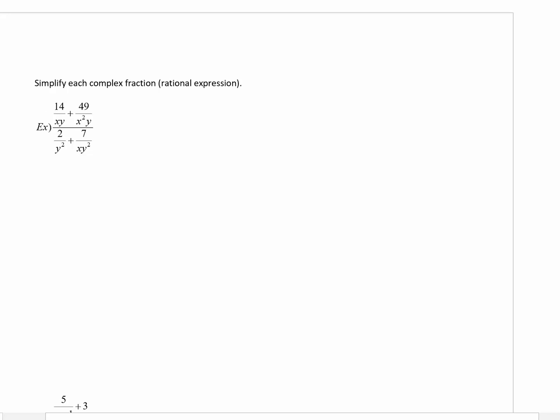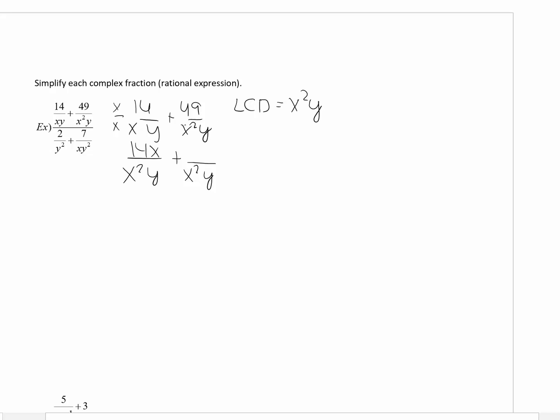All right, notice I have more than one fraction in the numerator, so I want to reduce these two fractions down to one. So I'm going to write out the numerator over here. Since the denominators are different, I need an LCD. In this case, the LCD is x squared y. So I'll rewrite it using the new denominator. So what factor am I missing here that's in my LCD? Well, that's an x. So x times 14, that's 14x. Notice this denominator and the LCD are the same, so I'll just bring down the 49. Add them.